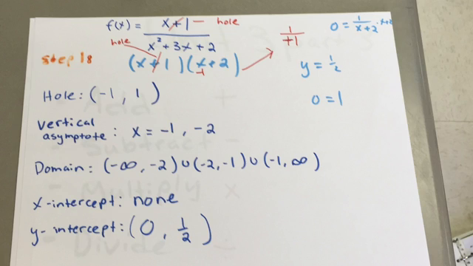So it's going to be (-infinity, -2) union (-2, -1) union (-1, infinity). And then for the x-intercept, there's none, because when you plug in 0 for y, it's 1 over x plus 2, and you multiply x plus 2 across, and 0 equals 1, so that doesn't work. And then for the y-intercept, it's going to be (0, something), so you plug in 0 for the x value, and you get y equals 1 over 2, so it's just (0, 1/2).